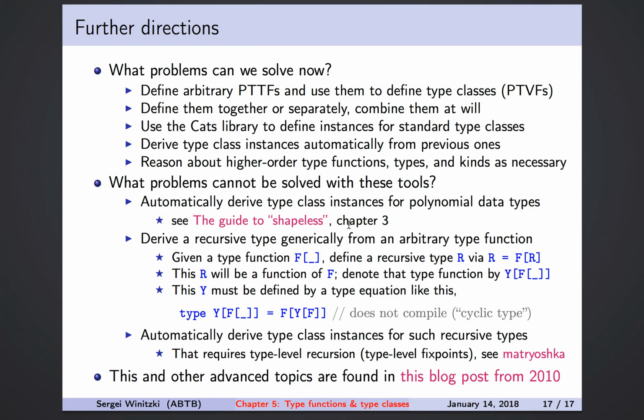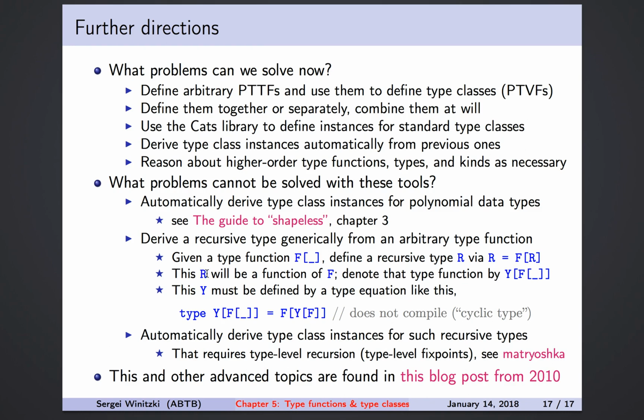Another thing we cannot do is to derive a recursive type generically from an arbitrary type function. So we have just seen an example of defining a functor instance for a recursive type, but this type was defined by hand. So suppose we have a type function f given as a parameter, and we want to define a recursive type r via this equation. This is a recursive type equation, or also called a fixed point equation. R is a fixed point of the function f.